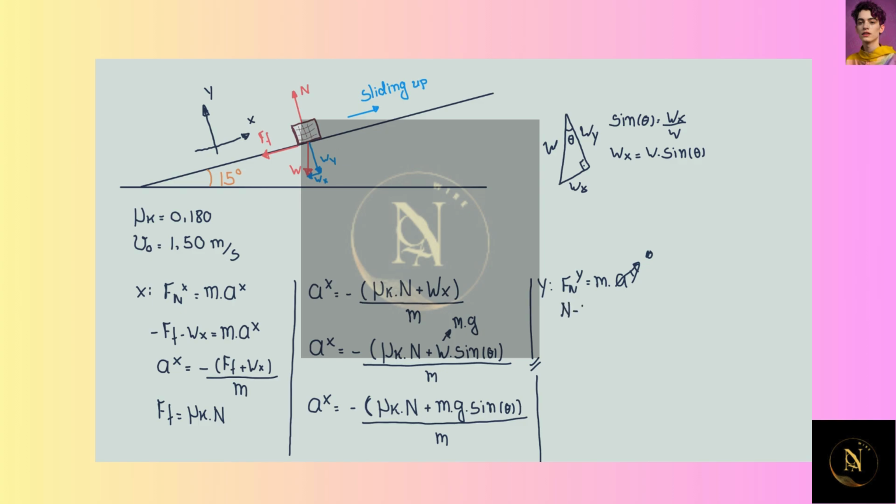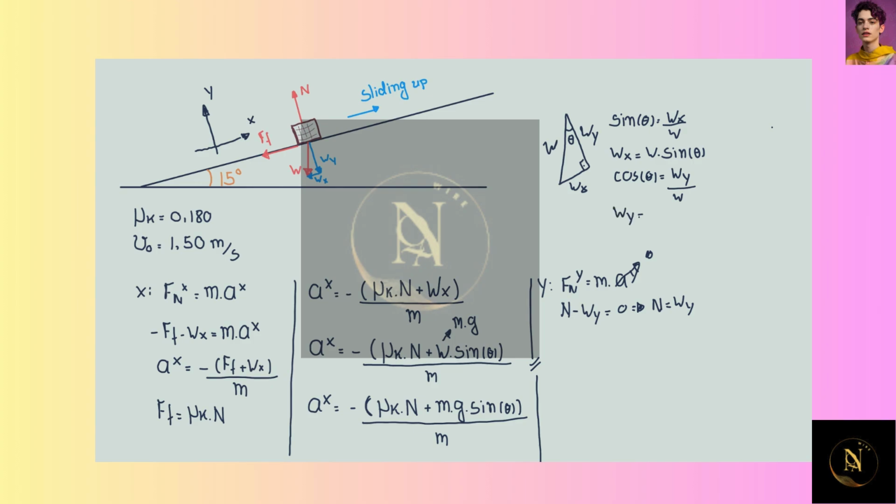So the normal minus the weight component y is equal to 0. Then, as I said, the normal force is equal to the y component of the weight force. And then we can use this triangle again to calculate the relation between the y component of the weight force and the magnitude of the weight force. We use the cosine for that, because the cosine of theta is given by the adjacent side, wy, divided by the hypotenuse, w.